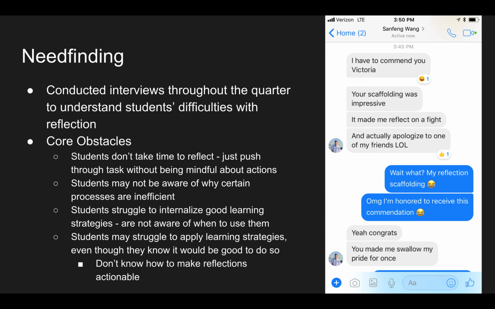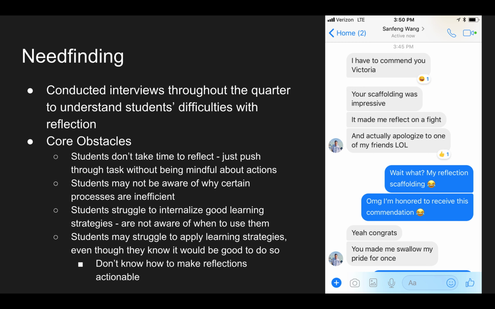So I saw that the reflection scaffolds I was using actually did produce some metacognitive behavior change, and the first person I interviewed was him to better understand what exactly prompted him to have this change in his behavior. And he specifically said that because I had him reflect on what he did well and what he could have done better, he really looked at the pros and cons of this fight with his friend and saw that the cons of his actions during this fight really outweighed the pros. And since he had that measure, he was prompted to apologize to his friend and experience some sort of metacognitive behavior change through that. Later on, through more need finding, I identified several core obstacles.